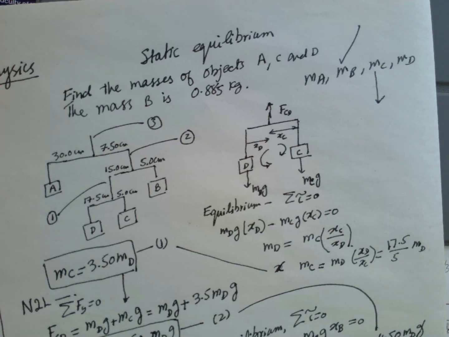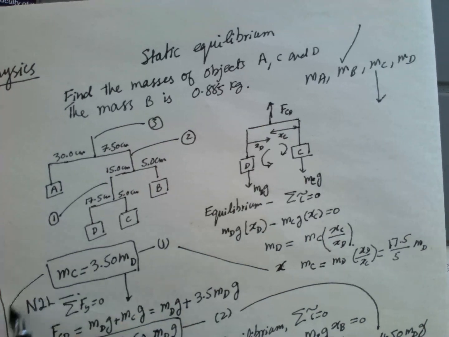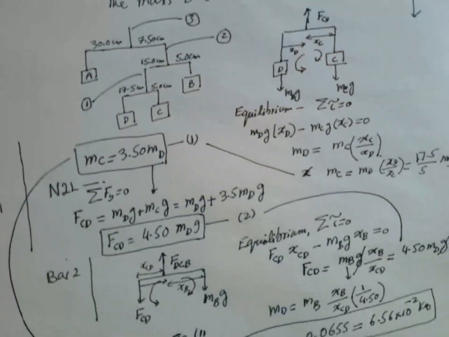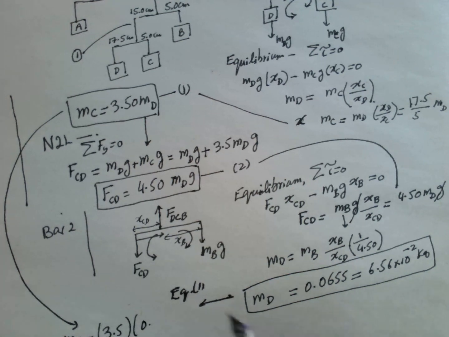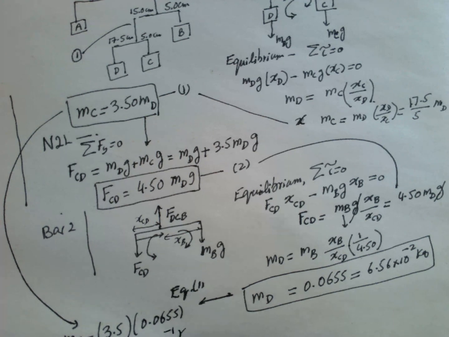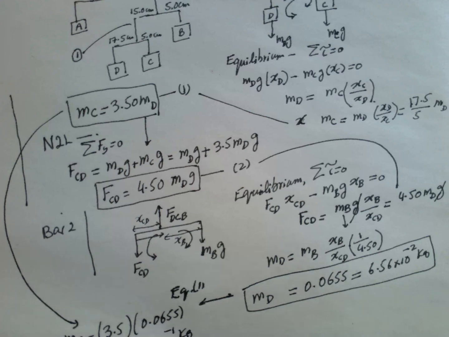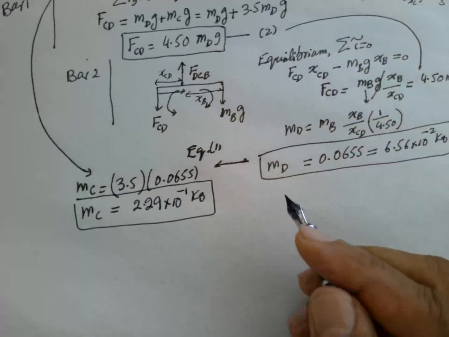If we substitute this in equation 1, then MC is equal to 3.5 times MD. MD is 0.0655. So this will give us 2.29 times 10 to the power minus 1 kg, which is equal to MC. So MC is known, and MD is also known.